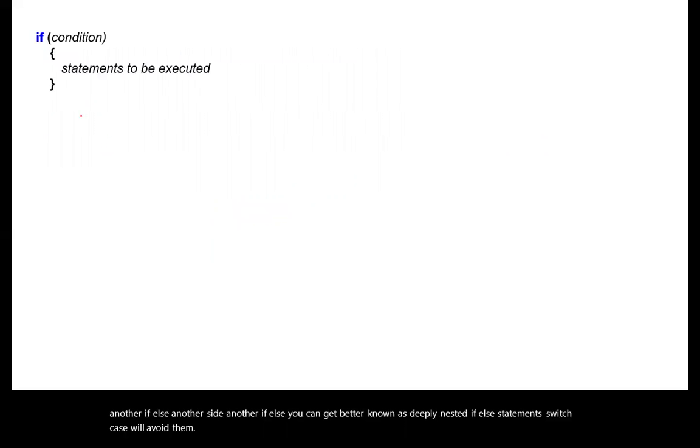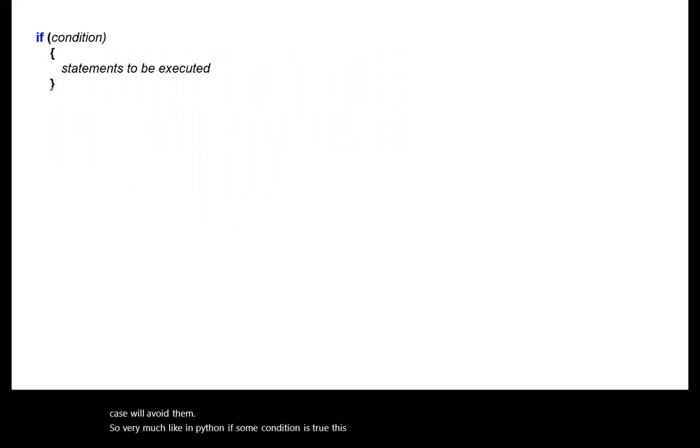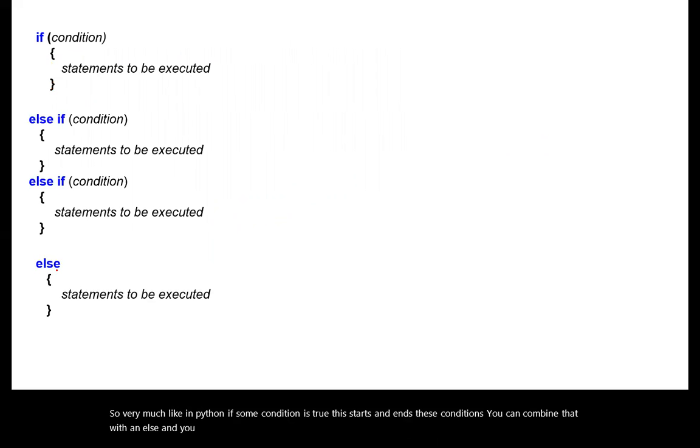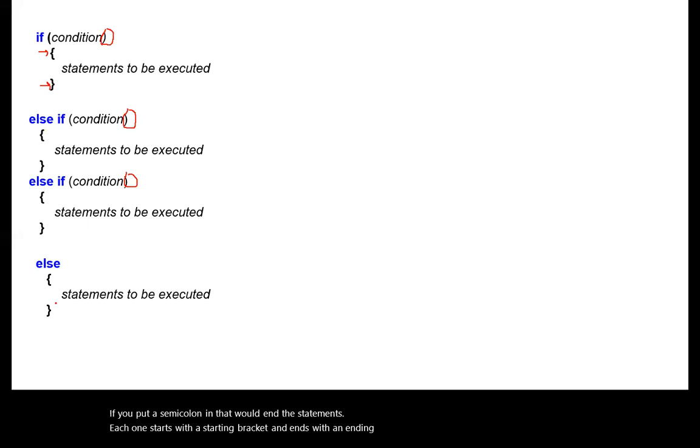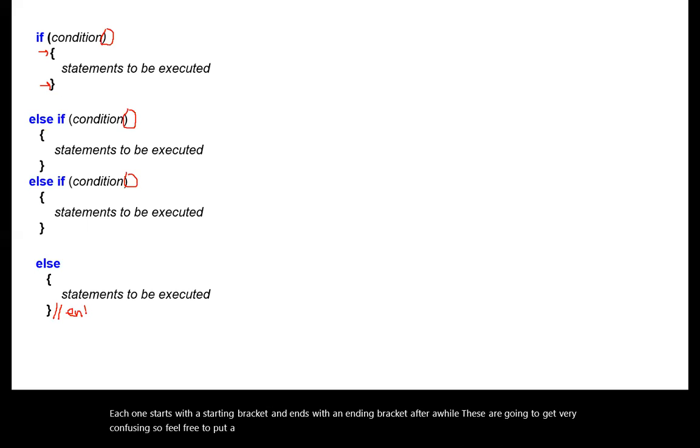So very much like in Python, if some condition is true, this starts and ends these conditions. You can combine that with an else, and you can also add as many else-ifs as you want. Notice, just like our loops, there is no semicolon, because if we put a semicolon in, that would end the statement. Each one starts with a starting bracket and ends with an ending bracket. After a while, these are going to get very confusing, so feel free to put a comment in saying end of if statement, and then you know where you are.